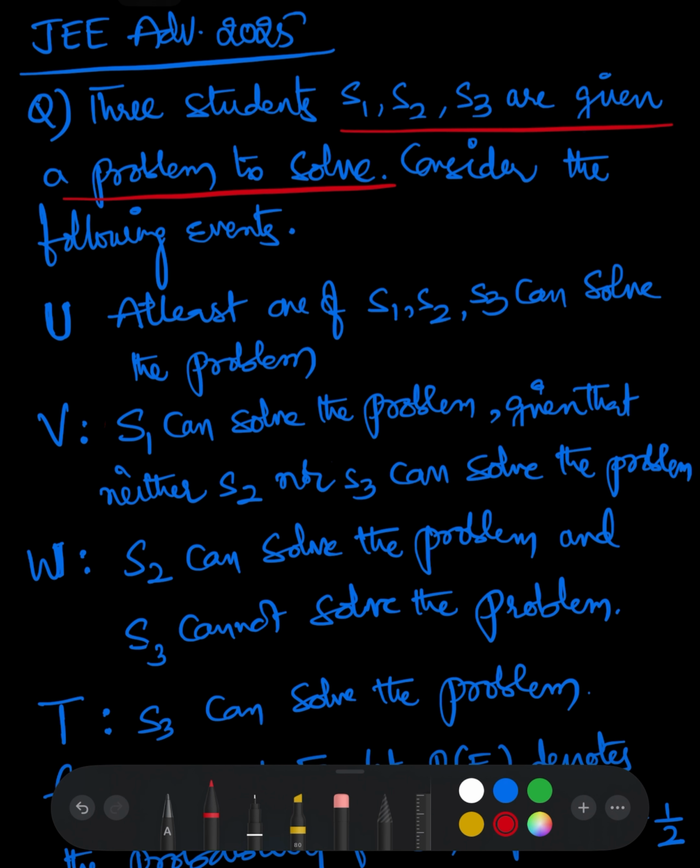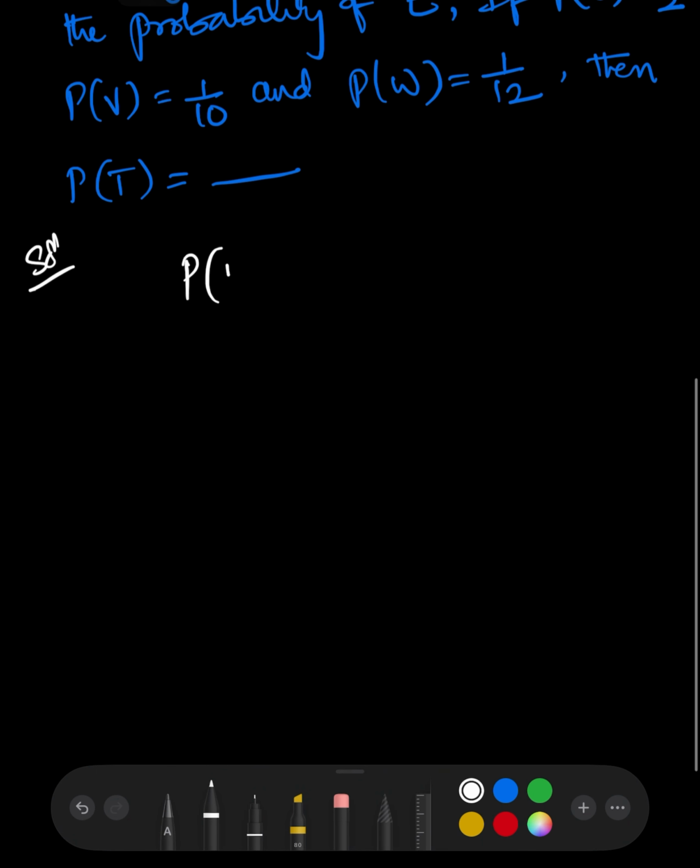The first one is at least one of S1, S2, S3 can solve the problem. So any one of them can solve the problem. There will be so many cases, like S1 solves the problem and S2, S3 cannot, or S2 solves and S1, S3 cannot. Instead of finding all those cases, I can say that the probability of U is 1 minus the probability that none solve the problem. In case of 1 minus none solve the problem, we can say that at least one of them solves the problem, right?